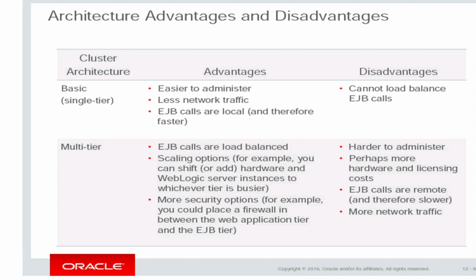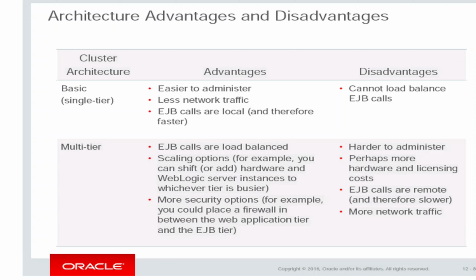For example, you can add hardware and WebLogic Server instances to whichever tier is busier, whether it's the EJB code we want to scale up or scale down, or the web code we want to scale up or scale down, so that we can plan easily. It also provides more security options.